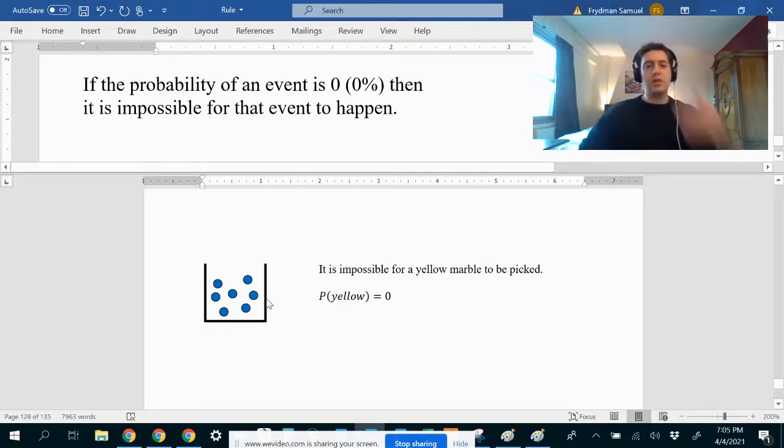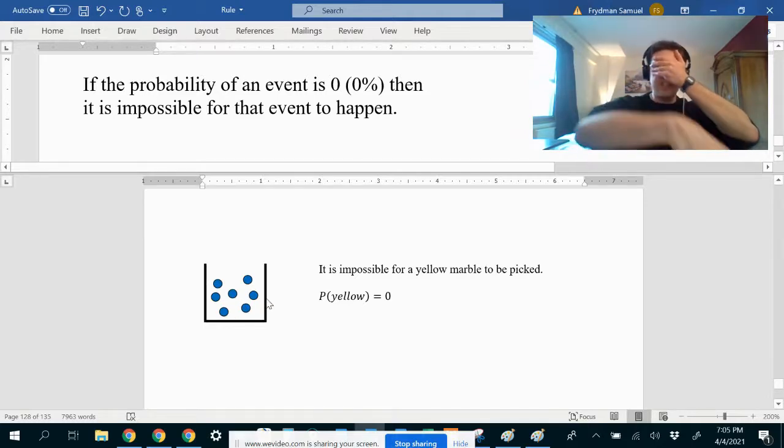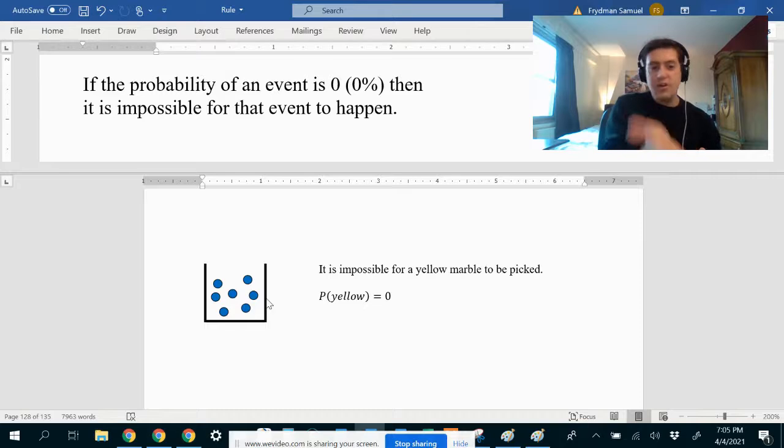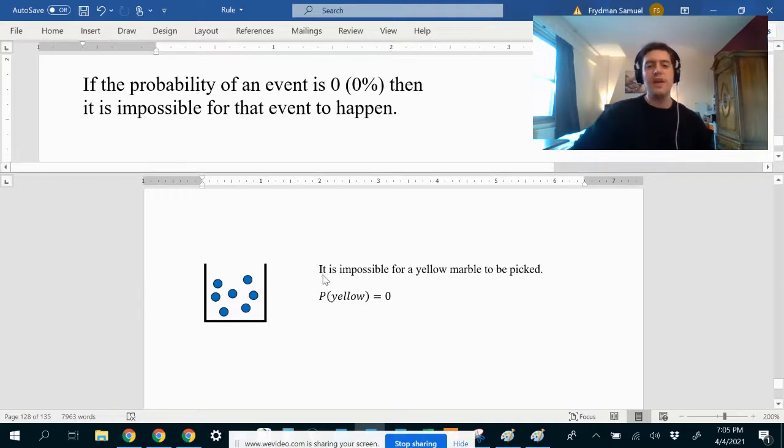Now I'm going to close my eyes and reach into that box and pick out a marble. And maybe beforehand, before I reach into the box, I'll ask myself, okay, how likely is it that I pick, say, a yellow marble? Well, you can see that there are no yellow marbles in that box. They're all blue. So it's impossible for me to pick a yellow marble. And that's what I wrote over here. It is impossible for a yellow marble to be picked.